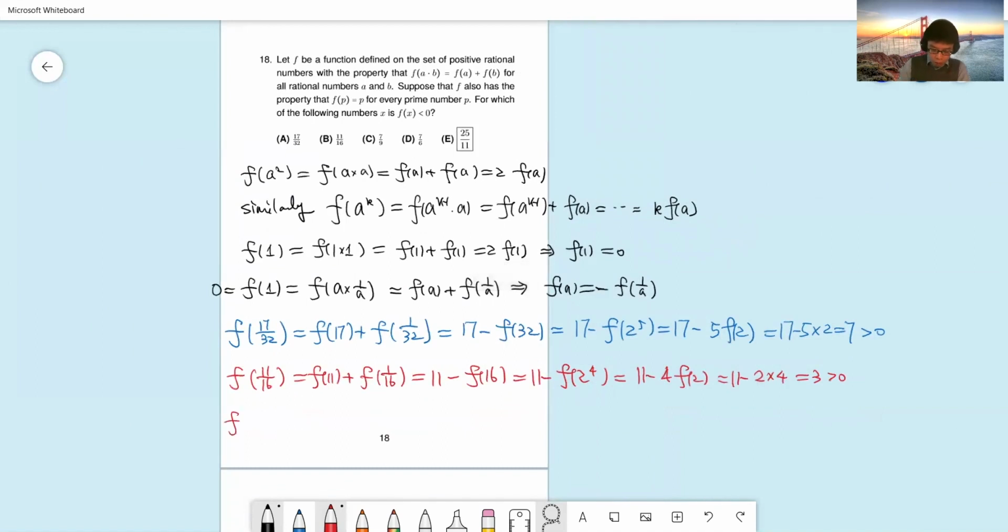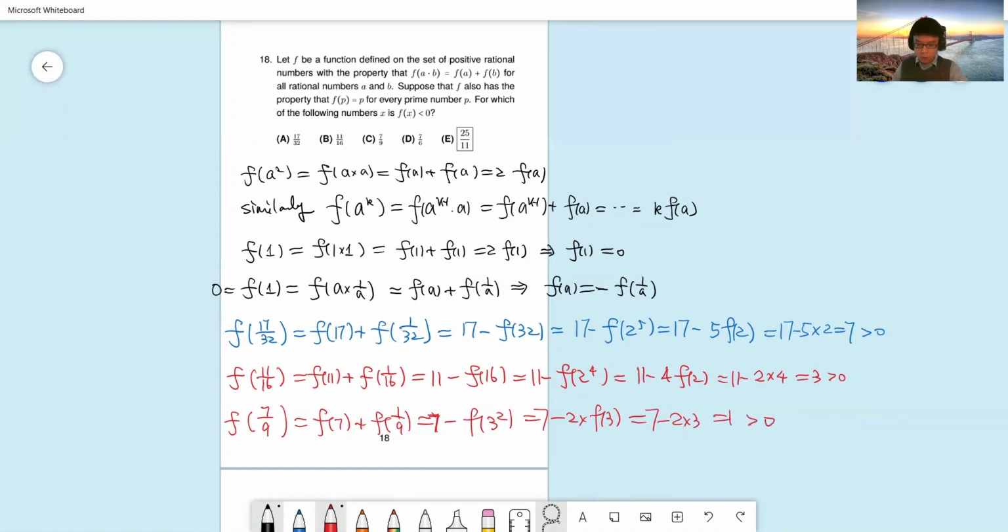Now f(7 over 9) equals f(7) plus f(1 over 9), which is 7 minus f(9). But 9 equals 3 squared, so 7 minus 2 times f(3), which is 7 minus 2 times 3 equals 1. This is positive.